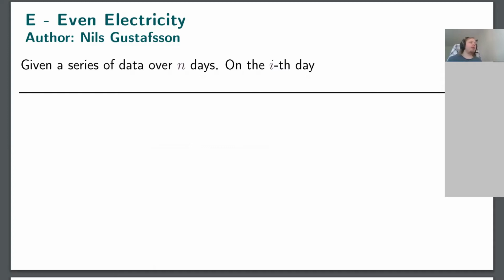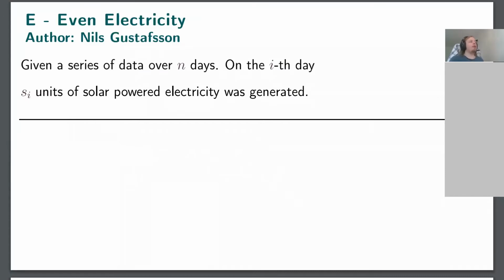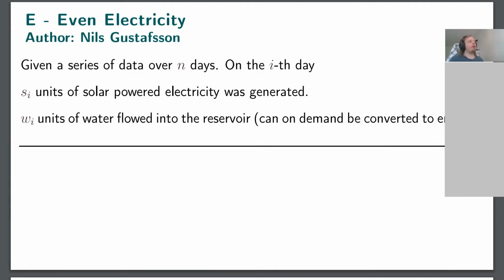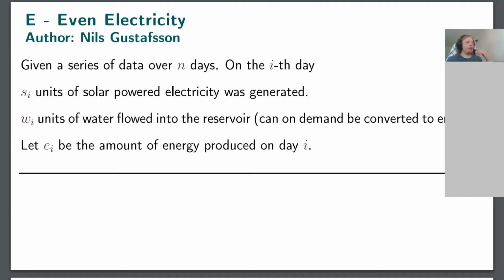So in this problem, we were given a series of data points over n days. On the ith day, we were given information that Si units of solar powered electricity was generated, and also that Wi units of water flowed into a reservoir. The idea is that whenever we want, we are allowed to take water from the reservoir and make it into energy, and the amount of energy you produce in a day, let's call it Ei.